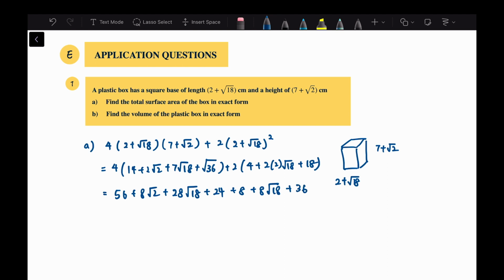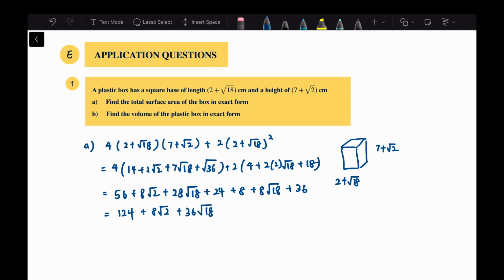Now we are going to combine similar terms together. So we're going to add 56 plus 24 plus 8 and plus 36, which just gives us a value of 124. If we see any other terms that are similar, we can combine them together as well. In this case, we have root 18, so adding the coefficients of 28 plus 8 gives us 36 root 18.